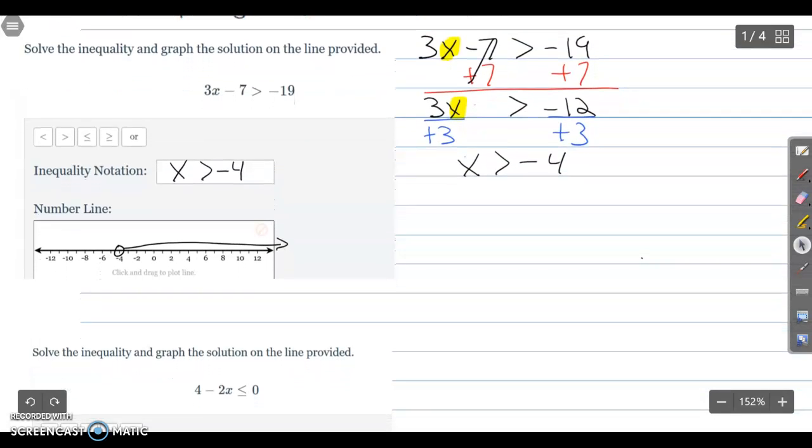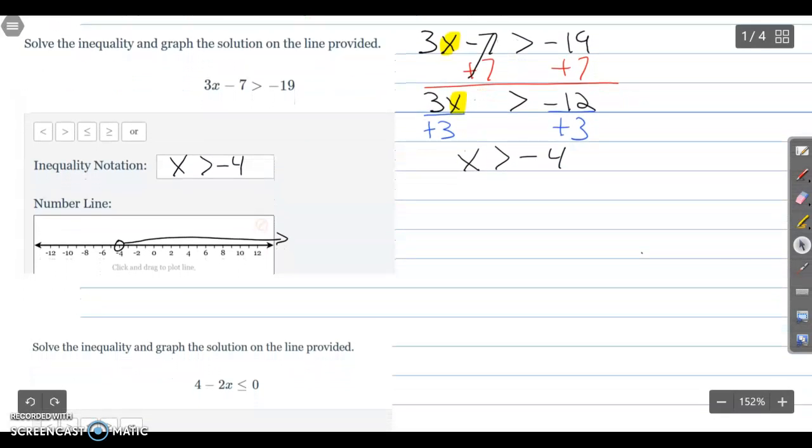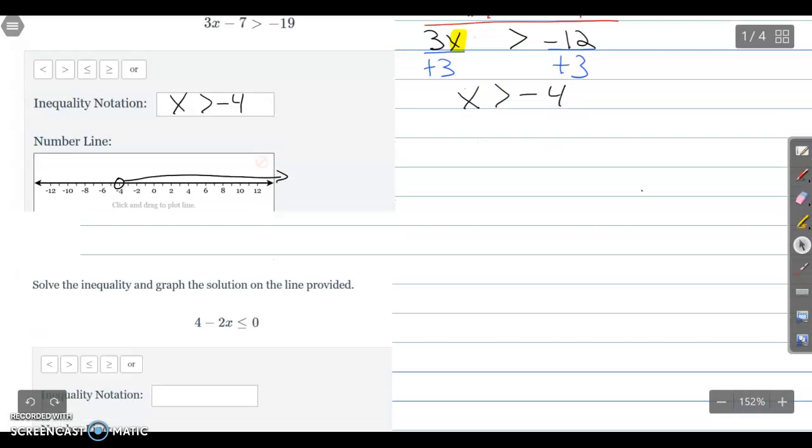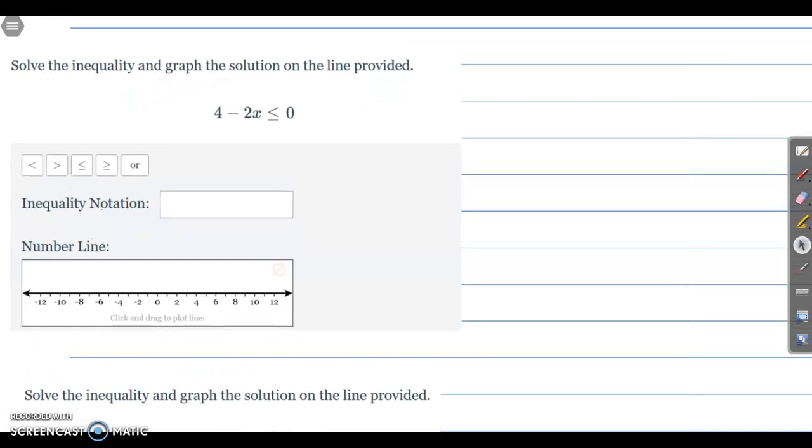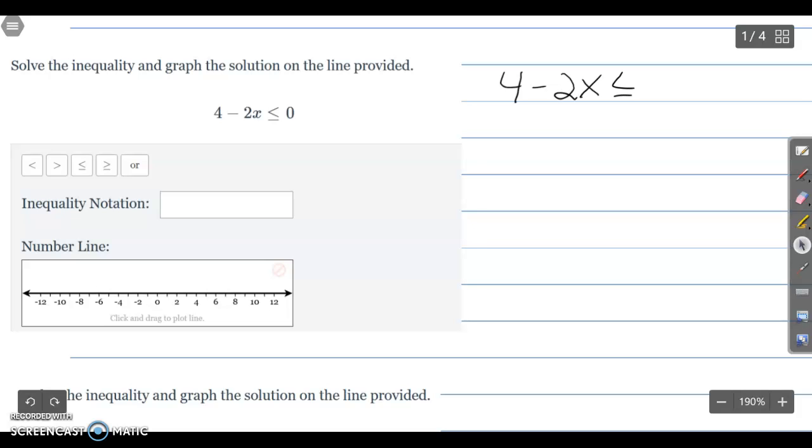All right, go ahead and pause the video here and see if you can solve this one. All right, let's take a look at this example. All right, here I have 4 minus 2x is less than or equal to 0.